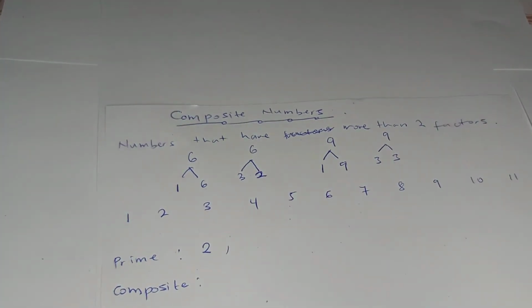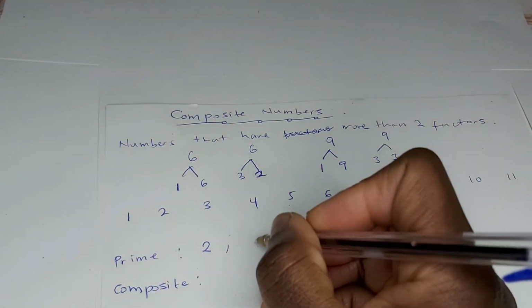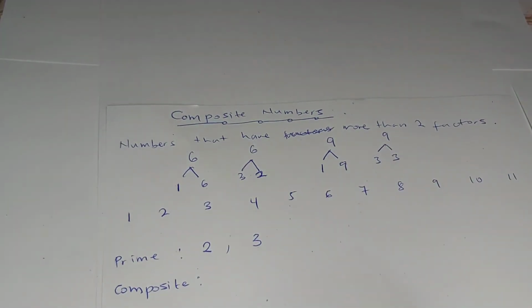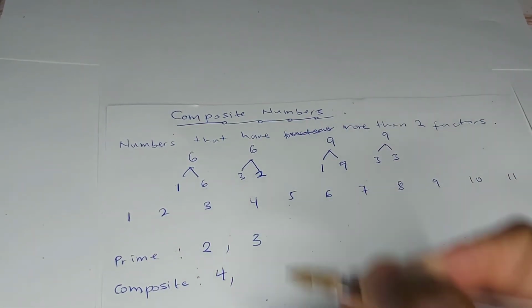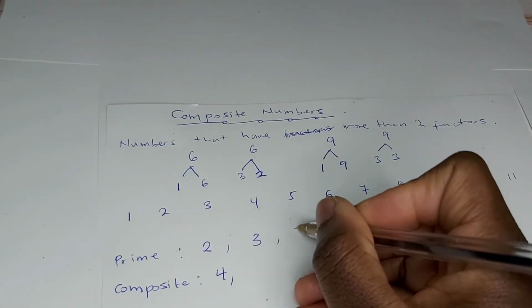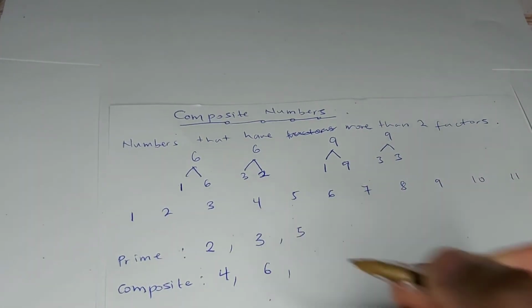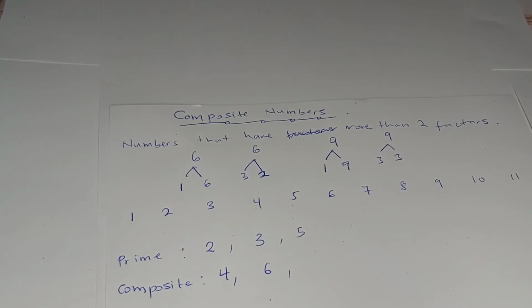Then the next number is 3. How many factors does 3 have? 3 and 1. So 3 is a prime number. And then number 4. Okay, 1 times 4 is 4, and then 2 times 2 is 4. So 4 is not a prime number, but rather a composite number. 5 is a prime number, but 6 is a composite number. And then 7 is a prime number.